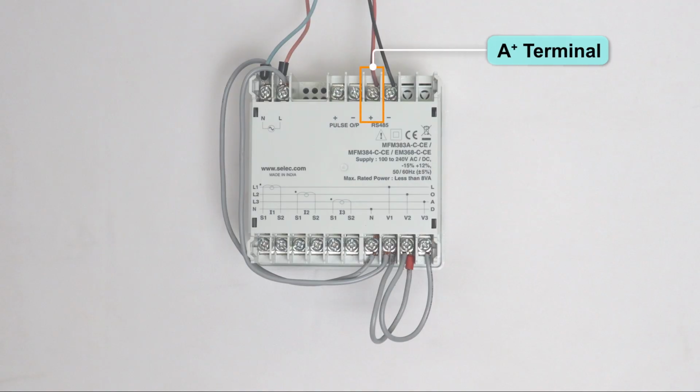Connect the A positive terminal of the meter to the A positive terminal of the converter and connect the B negative terminal similarly. If communication does not work, try interchanging the A and B wires.